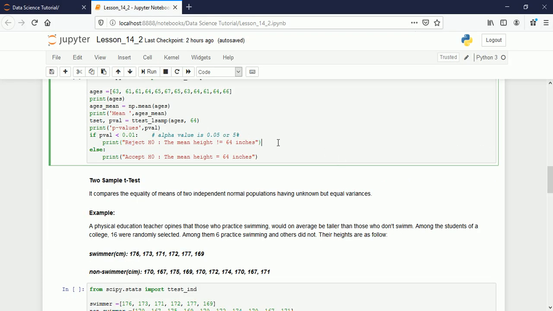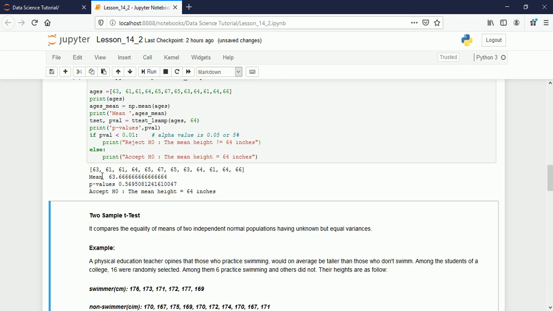So now let's calculate and run this. Yeah, so this is the list printed, this is the mean, and this is the p value. The p value is 0.05, and it is really not less than this, but it is greater than this. So what happens? We are not rejecting but accepting the null hypothesis. If it was less than this value, we were rejecting the null hypothesis, but it is not less than that, because it is 0.05, sorry, 0.5, so it is greater than that. It comes to the second part, else, and we are accepting the null hypothesis.